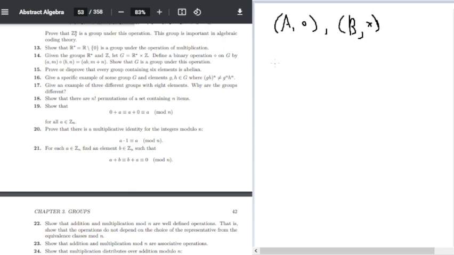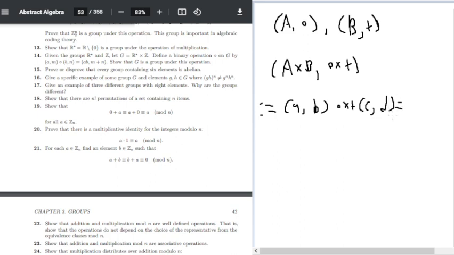And now, we define A times B. Actually, no, for the sake of this, I should use a plus notation on B. We define the group A times B, circle times plus, to be equal to, well, the operation is going to be: (A, B) circle times plus (C, D) is equal to (A circle C, B plus D).